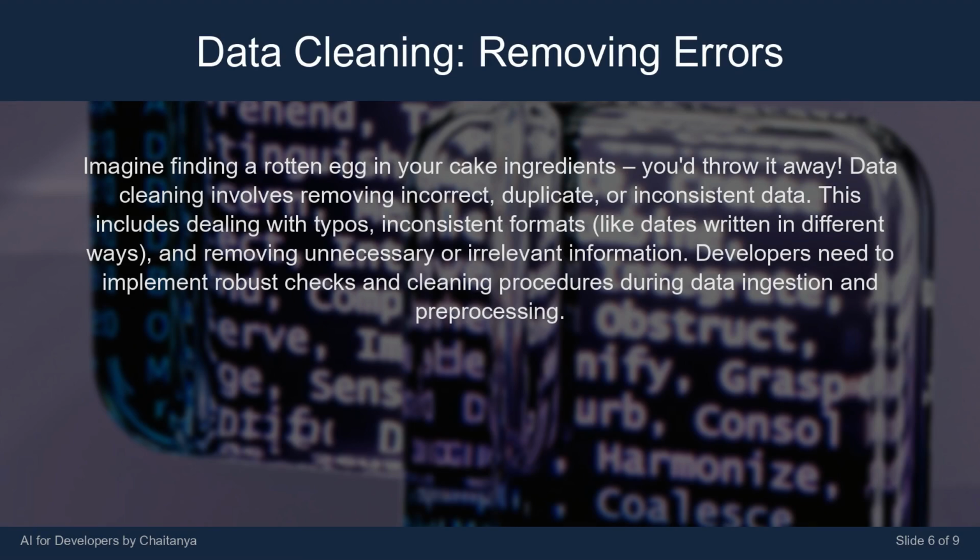Imagine finding a rotten egg in your cake ingredients. You'd throw it away. Data cleaning involves removing incorrect, duplicate, or inconsistent data. This includes dealing with typos, inconsistent formats, like dates written in different ways, and removing unnecessary or irrelevant information. Developers need to implement robust checks and cleaning procedures during data ingestion and pre-processing.